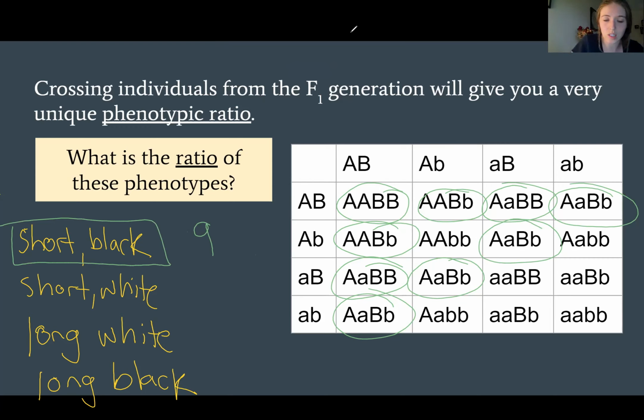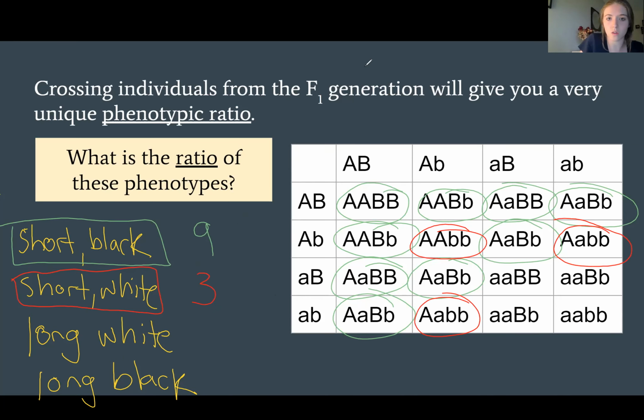If you do the same thing for the short and white generation, we'll do this one in red. Short and white is going to be any individual that is dominant for the first allele, short-haired, and then recessive for the second allele. So that's going to be these 3 possibilities on our Punnett square here. So if you go through and determine that, the short white offspring probability is 3 out of 16 chances.